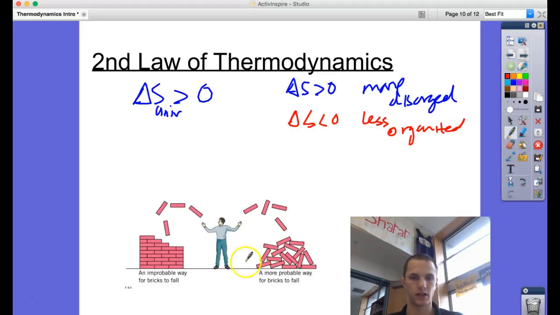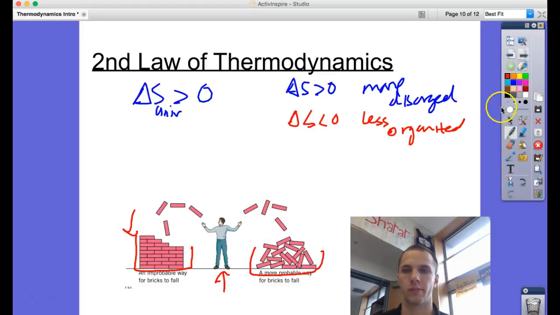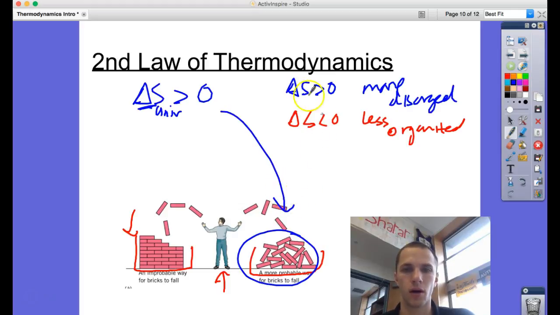Okay? So for example, let's say Mr. Brick Builder here has a pile of bricks and he's tossing the bricks out. Okay? There's two ways for those bricks to fall. They could fall beautifully into a nice little wall like this, perfectly aligned, or they could end up just in a random pile. Well, which one's going to be more likely? It's way more likely that they're just going to end up in a random pile. So this is what we mean by saying the entropy of the universe, of processes, is going to be greater than 0, because this is more disorganized. That's more likely to happen. This organization, exact specific orientations, are very unlikely to happen in processes in the universe.